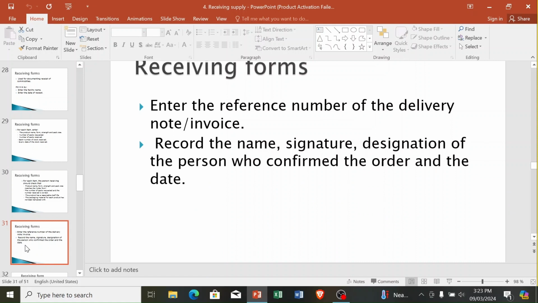Enter the reference number of the delivery note or invoice. Record the name, signature, designation of the person who confirmed the order, and then the date.